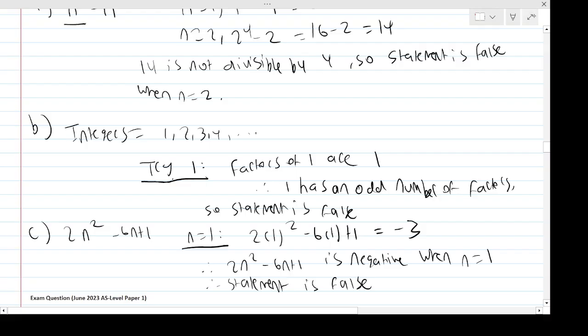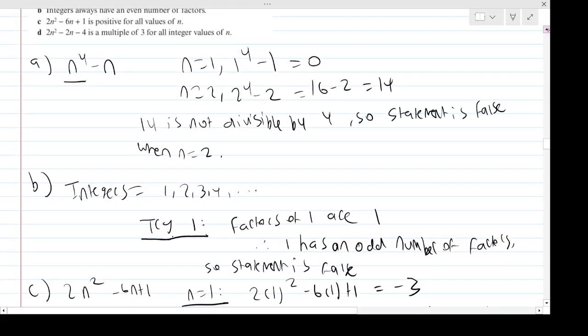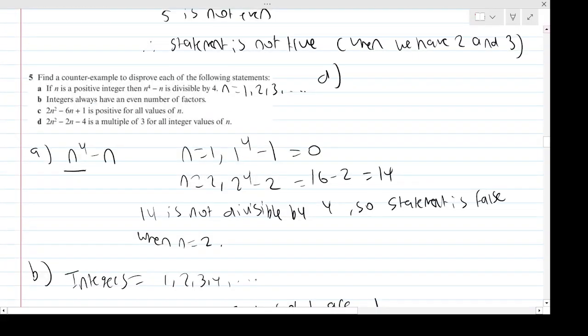There we are then. Then part D, I might need to make some room. I'll do it over here. Part D, we have 2n squared minus 2n minus 4 is a multiple of 3 for all integer values of n. So again, let's try n is 1, say first. Then we get 2 lots of 1 squared minus 2 lots of 1 minus 4. That will be negative 4. Well, there we are then.